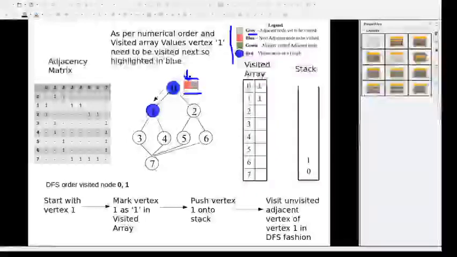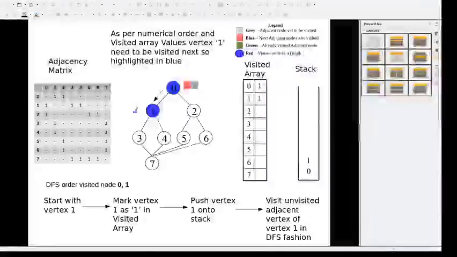So this next node is going to be considered over here, and therefore I have marked that particular node with the red color. So start with vertex 1. Now mark this vertex 1 as 1 in the visited array, push vertex 1 onto the stack top, and then again repeatedly call this DFS function, where you are going to visit the unvisited adjacent vertices for vertex 1.